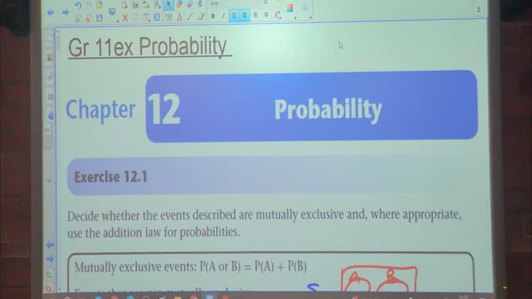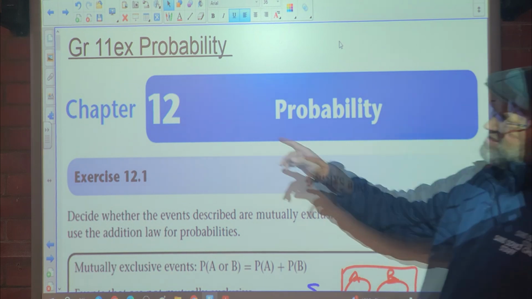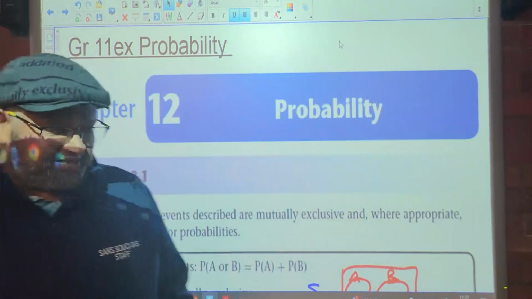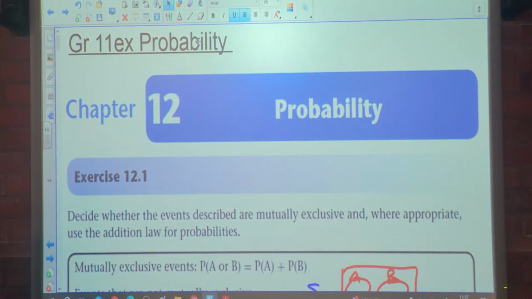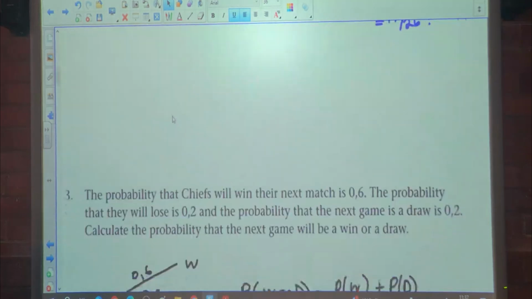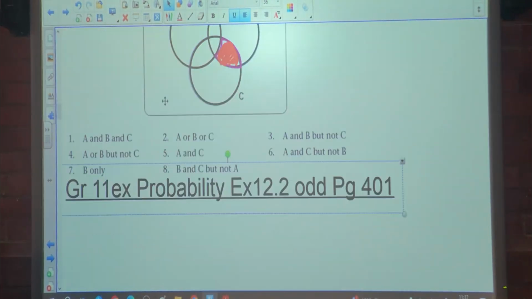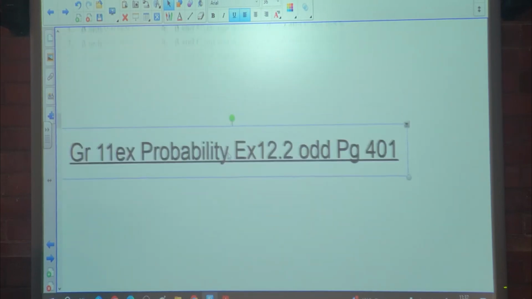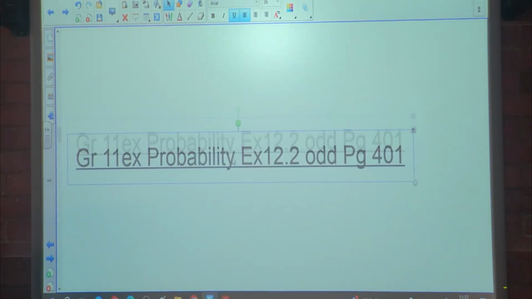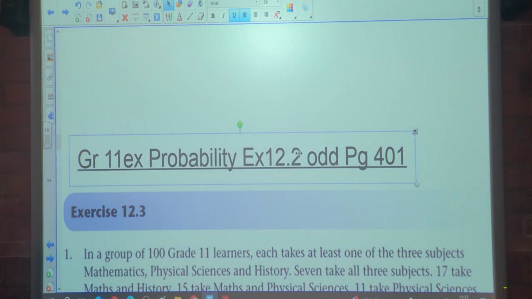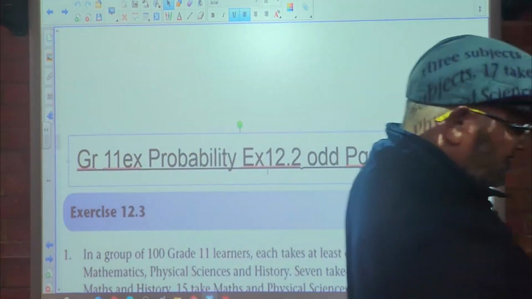Okay, good morning class. So today we're looking at probability. In the previous lesson we marked it as grade 12, it's actually grade 11. Grade 11 probability. So today we're looking at exercise 12.3.